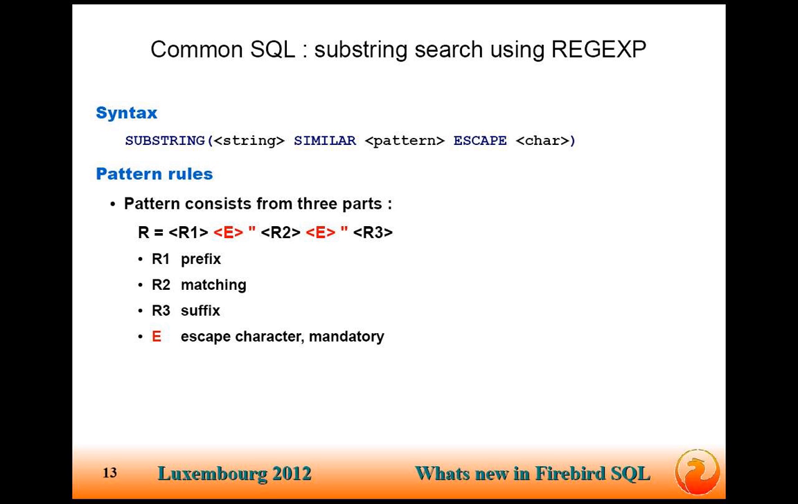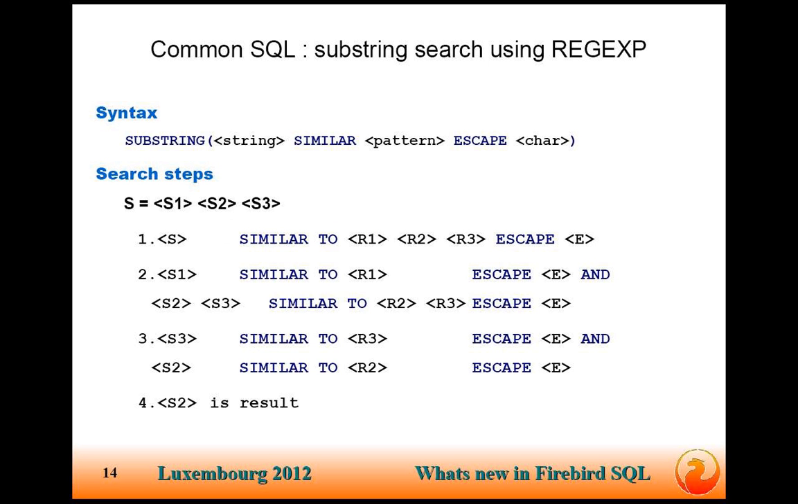These three parts of the pattern should be separated using the escape character and the double quote. You see them in red, specially highlighted so they are easy to notice. The three parts of the pattern we could name as prefix, matching part, and suffix, and we have the escape character.